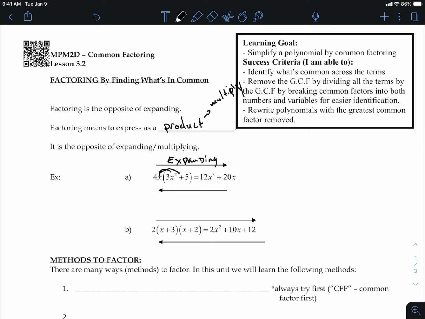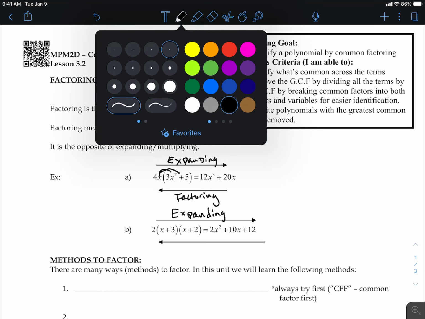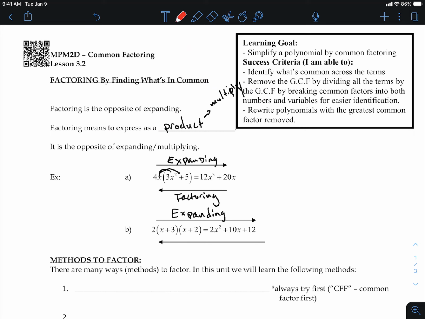What we're going to do now is go in the opposite direction. Same idea down here. It doesn't matter how complicated it gets. If you multiply, that's what we're calling expanding. Additionally, if you expand, you're generally multiplying. I can't think off the top of my head where expansion wouldn't be multiplying. Factoring, if it's the opposite of expanding and multiplying, then it must be what order of operation? Division.